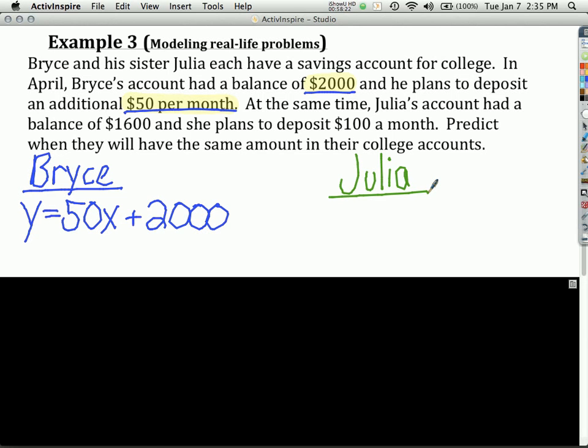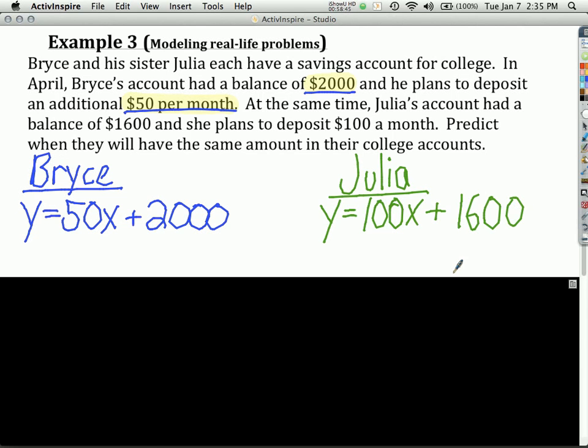Davis? Y equals 100x plus 1600. Very good. Y equals 100x plus 1600. And my other 8 or 9 volunteers, I hope that that's what you were going to say as well.